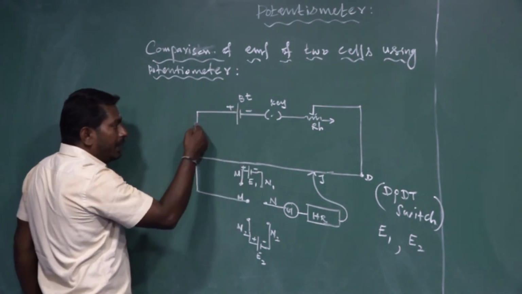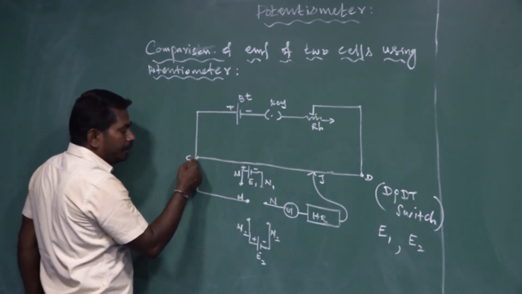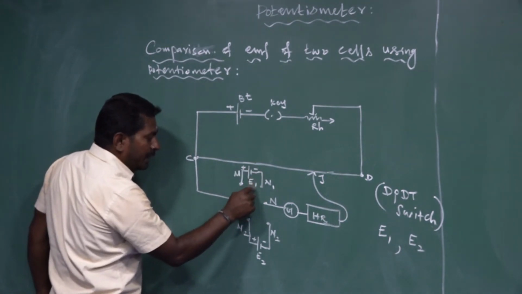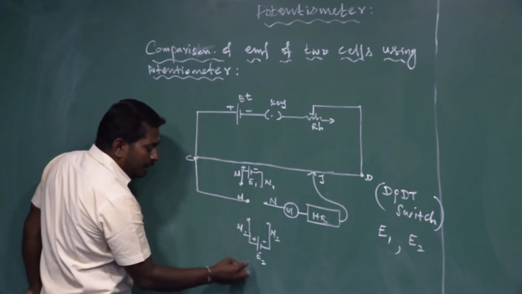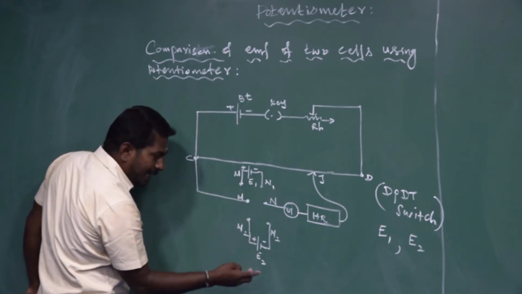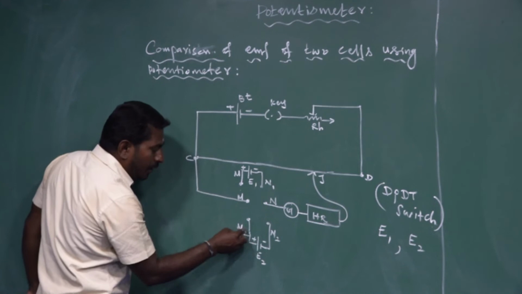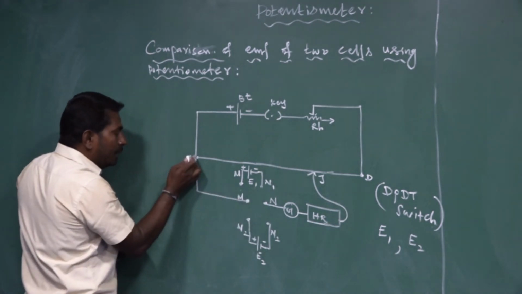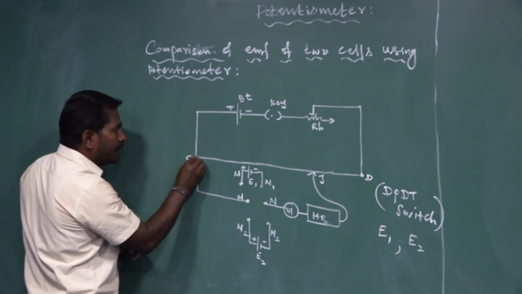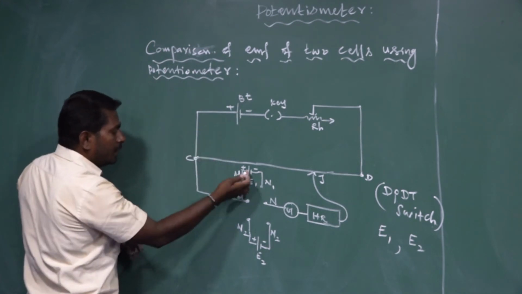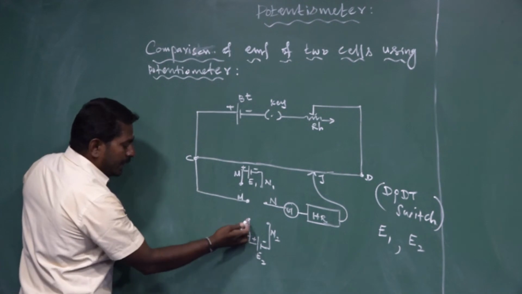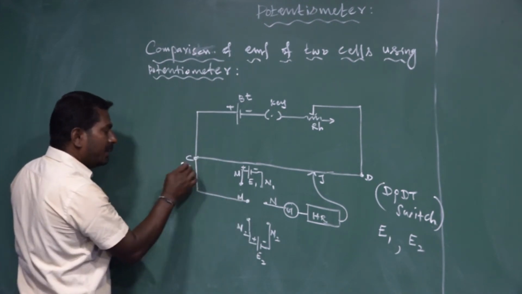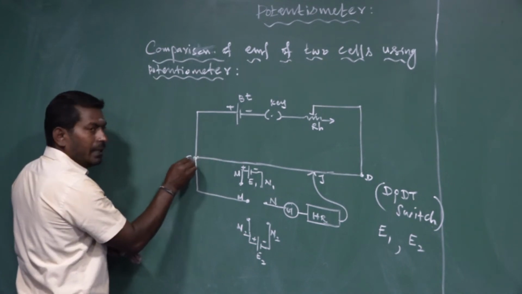So you note that the positive terminal of the battery in the primary circuit, the positive terminal of the first primary cell with EMF E1, and the positive terminal of the second primary cell E2 are all connected to the same end of the potentiometer wire, C. This is the positive terminal, and this is the positive terminal. The second primary cell's positive terminal is connected to the same side of the potentiometer wire, at point C.